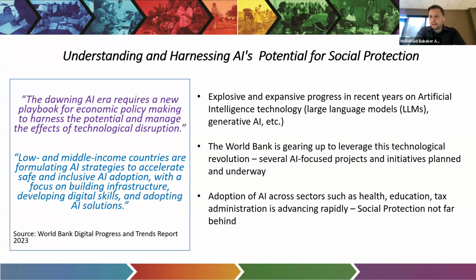And we see at the World Bank in particular, we're gearing up to leverage all of these revolutions to support a lot of our projects in multiple sectors, whether it's education, health, energy. We started to see adoption of AI across those sectors, and social protection is catching up and is not far away from the other sectors in terms of adapting and harnessing AI to improve the effectiveness and efficiency of social protection programs.